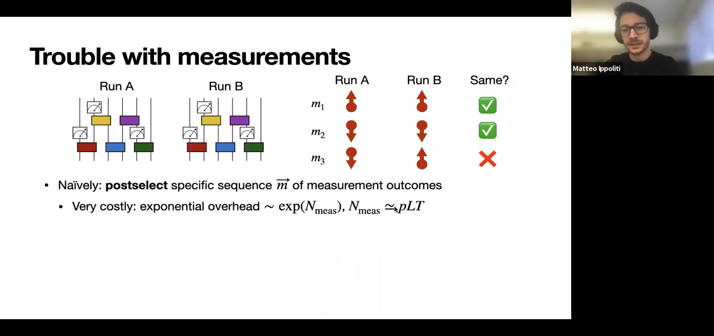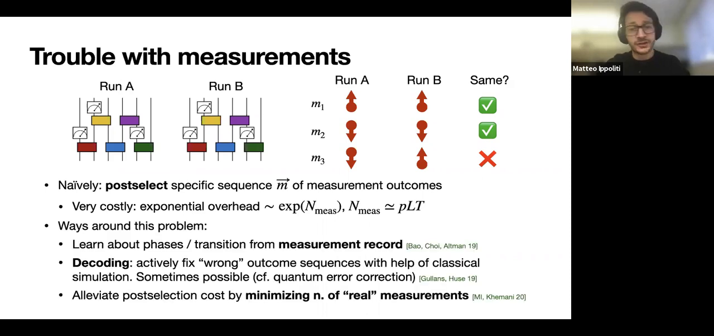And if you're doing measurements with some density in spacetime, some p between 0 and 1, then the number of measurements in your circuit is going to scale with the product of system size and circuit depth, which gives you a really, really bad overhead, especially if you plan to scale to any sort of thermodynamic limit or even just a medium-sized system. That's going to be really costly. So there are some ways around this.